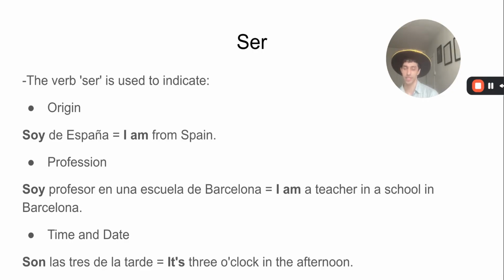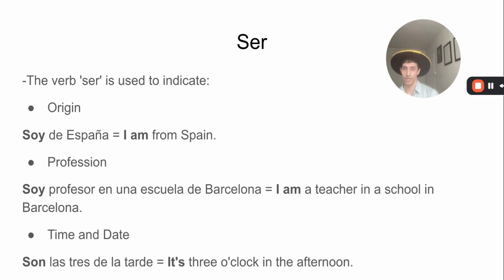So ser is certainly used to indicate origin, the origin of someone or something. For example, you'd say "soy de España" to mean I am from Spain, instead of "estoy de España." If a person is originally from a particular country or area or city, you'd use the verb ser instead of estar.